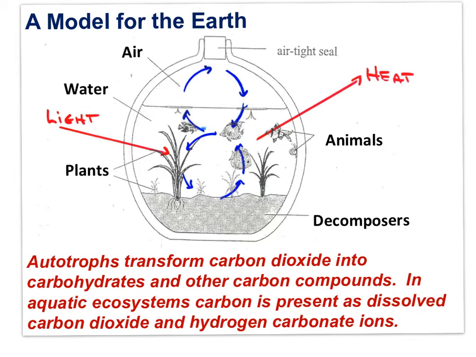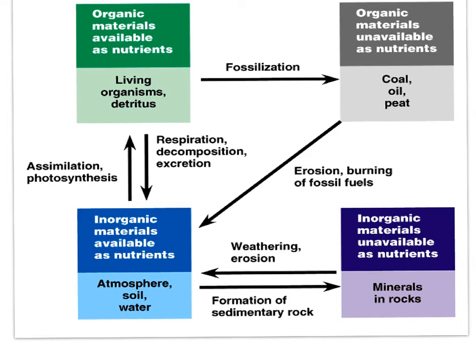Remember that the supply of nutrients in an ecosystem is finite and limited. Now, autotrophs transform carbon dioxide into carbohydrates and other carbon compounds. In aquatic ecosystems, carbon is present as dissolved carbon dioxide and hydrogen carbonate ions. Pay close attention as we move forward. The biogeochemical cycling of matter is very important to the well-being of organisms in an ecosystem.